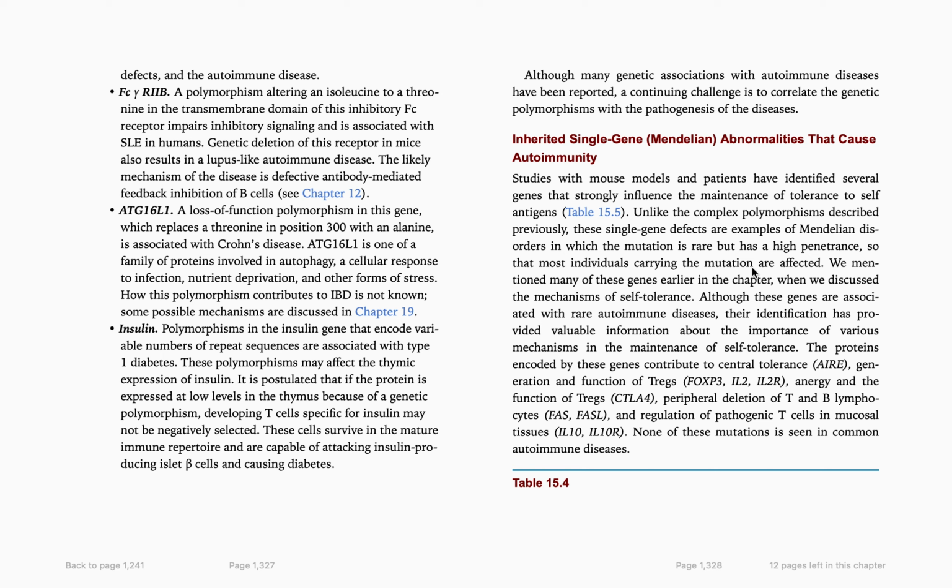Although many genetic associations with autoimmune disease have been reported, a continuing challenge is to correlate the genetic polymorphisms with the pathogenesis of the disease.